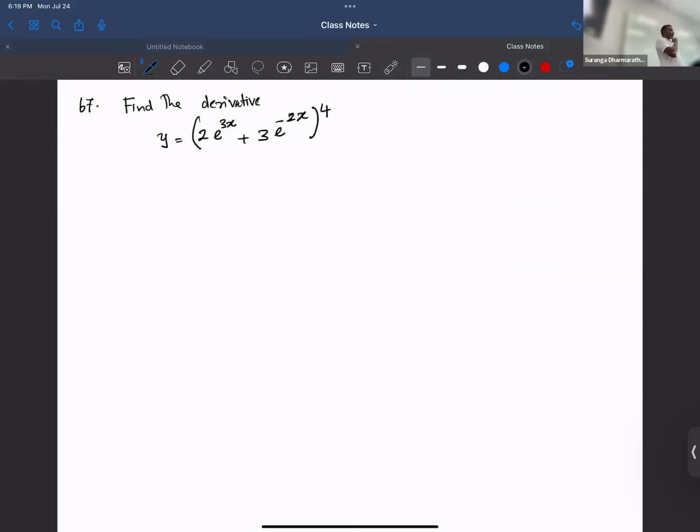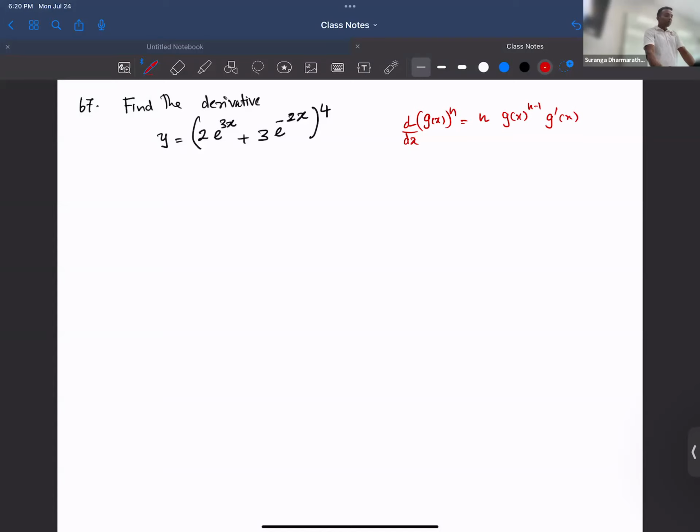You can do this in two ways. One is you can directly use the chain rule by taking the function inside the parentheses as u. The other is you can use the power rule for a function. Remember that we learned d over dx of g(x) to the power n is equal to n times g(x) to the power n minus 1 times g prime of x. Now my g of x here is the function inside that parenthesis.